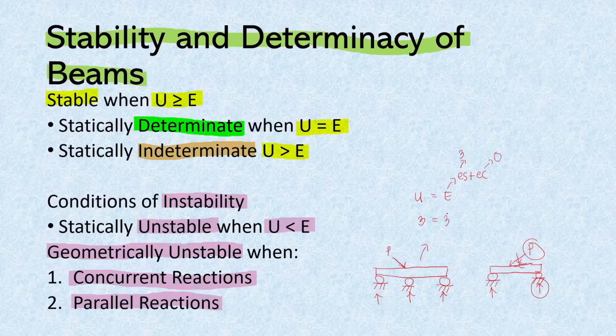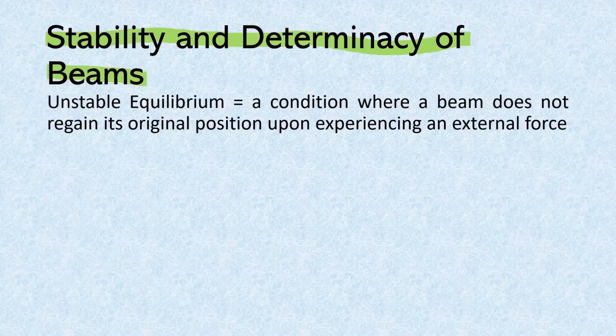And so, if we solve for this beam, it will be determinate according to this solution. However, it is still unstable because of the parallel reactions. The reason is that nothing will resist the horizontally applied load. That's why it will still be unstable. Again, this is unstable equilibrium. It is a condition where a beam does not regain its original position upon experiencing an external force.